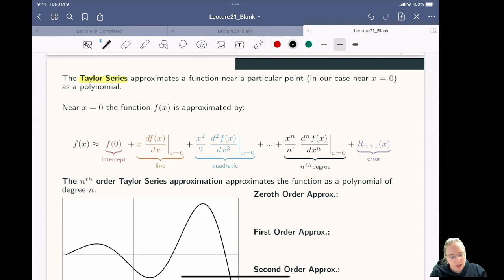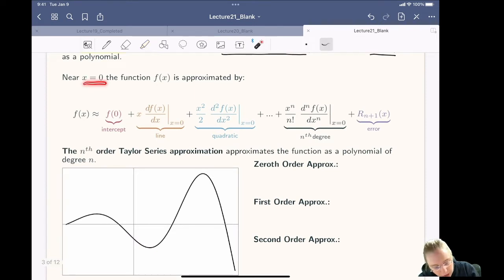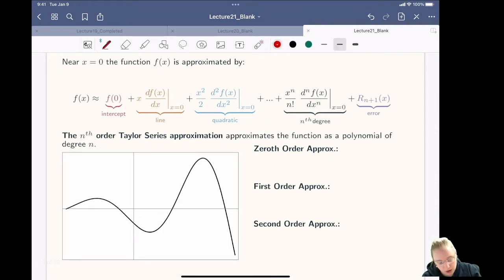All right, so a Taylor series approximates a function near a particular point. In this lecture, we're going to focus on approximating a function near 0. So we're going to approximate it near 0 as a polynomial, either a first order polynomial, a 0th order polynomial, a second order polynomial, or up to an nth order polynomial. Okay, so near the point x equals 0, the function f of x is approximately given by this polynomial here. First of all, we have the intercept of the function, f of 0. So the easiest way to approximate a function at x equals 0 is to find the constant that describes the intercept at 0. So the first kind of approximation that we could use is a constant.